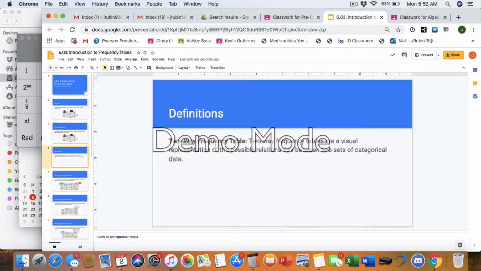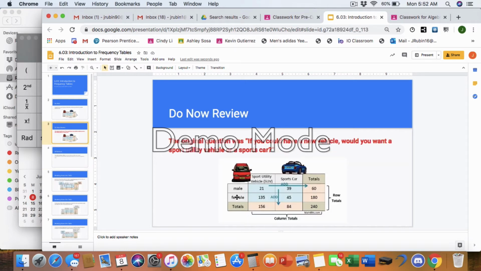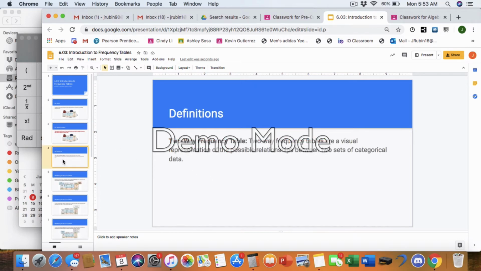Okay, so what is a two-way frequency table? You guys probably know it from algebra, but it's a visual representation of a possible relationship between two sets of categorical data. Keywords there are two sets. So in this do now, we were comparing male, female versus types of car. So it was person by gender, types of car.